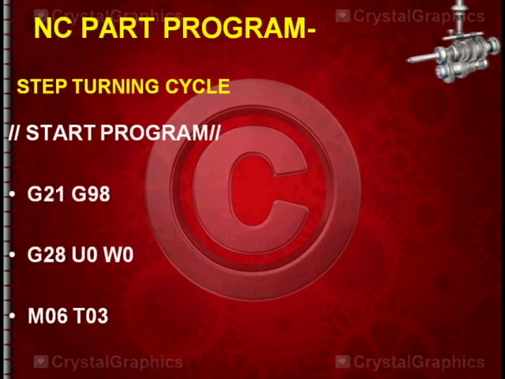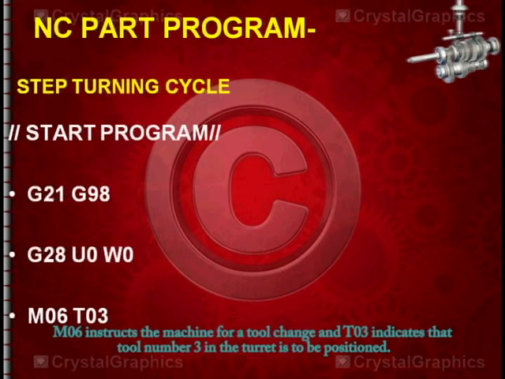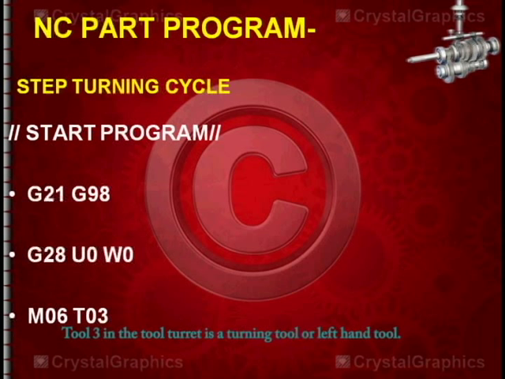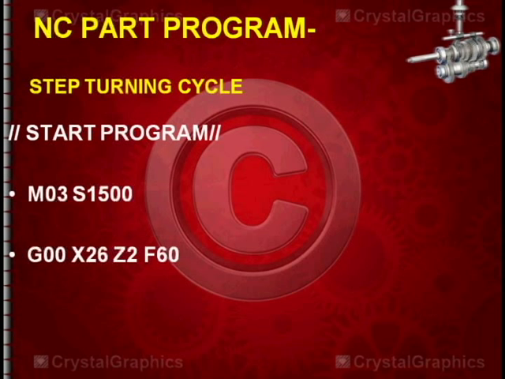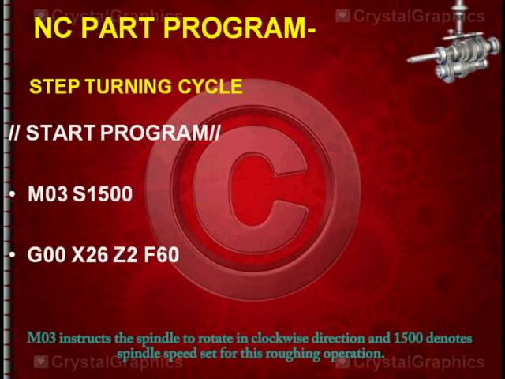M06 T03. In this block, M06 instructs the machine for a tool change, and T03 instructs that tool number 3 in the turret is to be positioned for the operation. Tool 3 in the tool turret is a turning tool or a left hand tool. The left hand tool is used to process a step cut on the billet. M03 S1500. In this block, M03 instructs the machine to rotate in clockwise direction, and 1500 indicates the spindle speed set for this roughing operation.